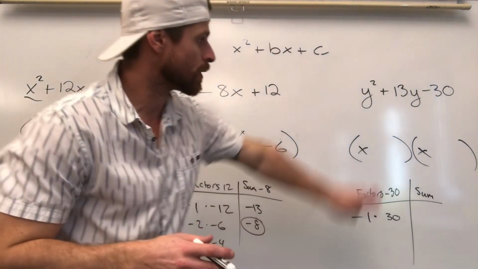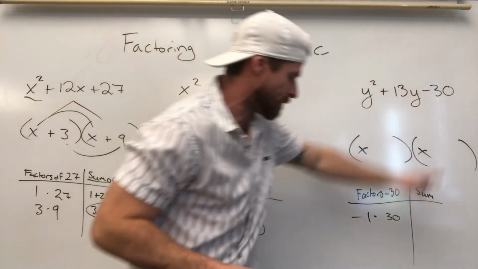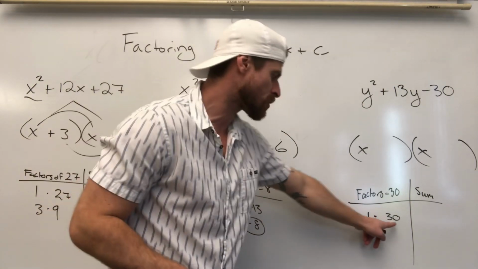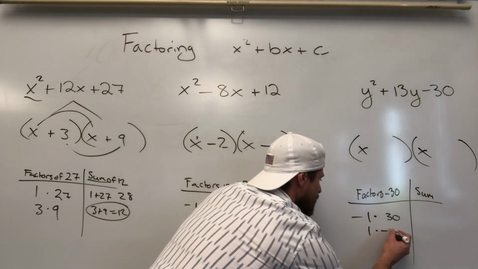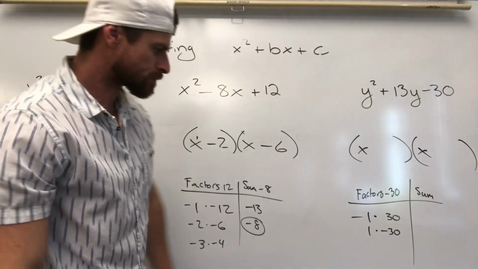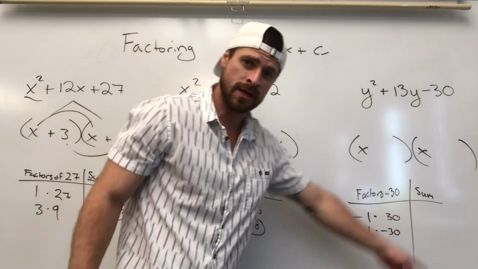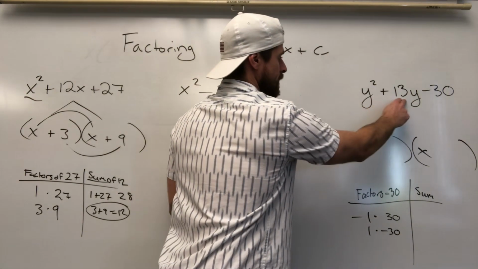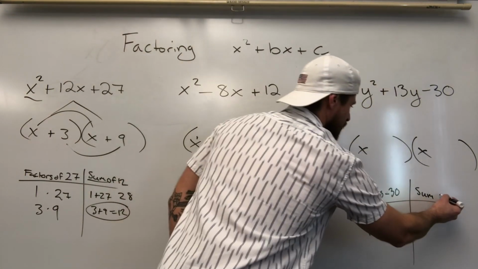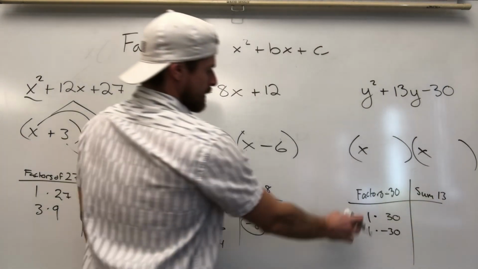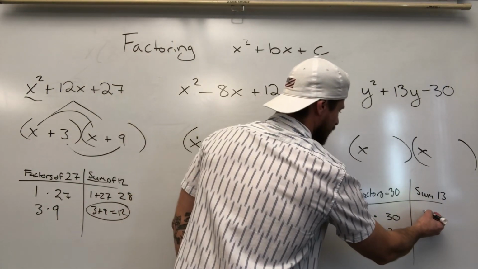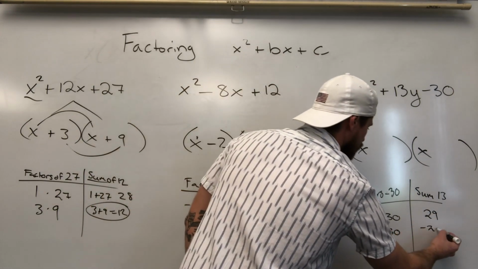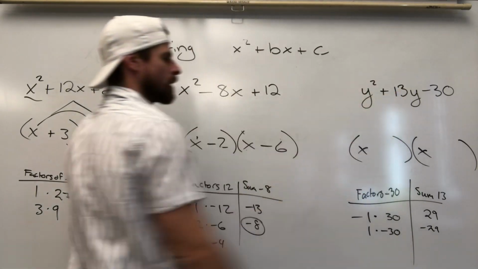Now, if you are doing one of these where the C is negative, you're going to want to give both combinations of those values. I've got a negative 1 times a 30, but you can also say a positive 1 times a negative 30 could do it as well. Because these are going to produce different sums. One of them will be positive, one of them will be negative. It looks like we're looking for the positive 13. Negative 1 plus a 30, that's only going to give me a 29. Positive 1 plus a negative 30, that's going to be a negative 29. But that's not what I'm looking for. I'm hoping to get 13.